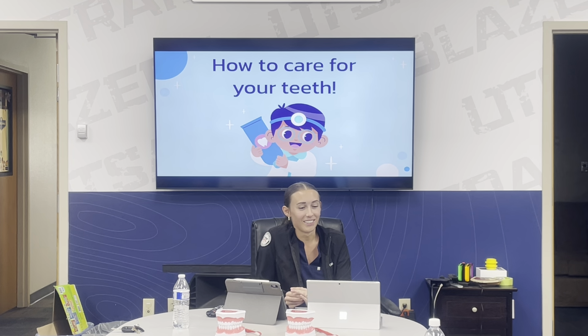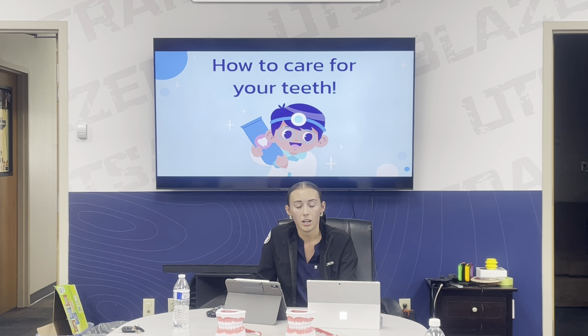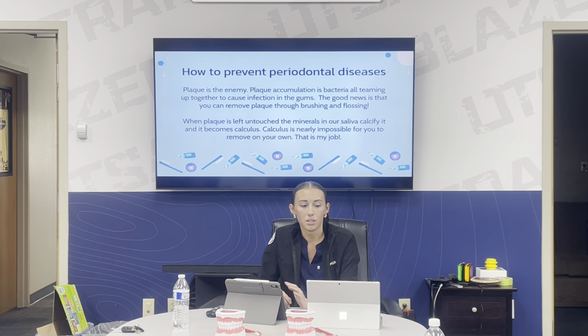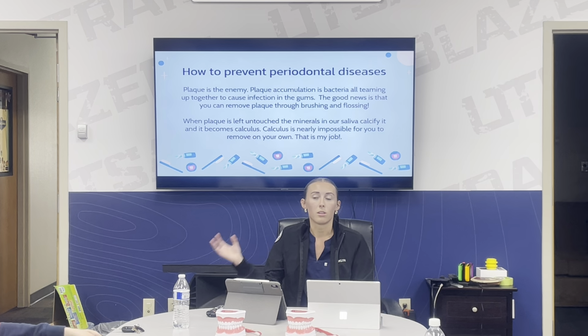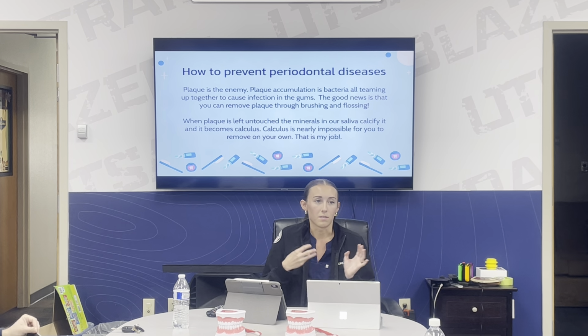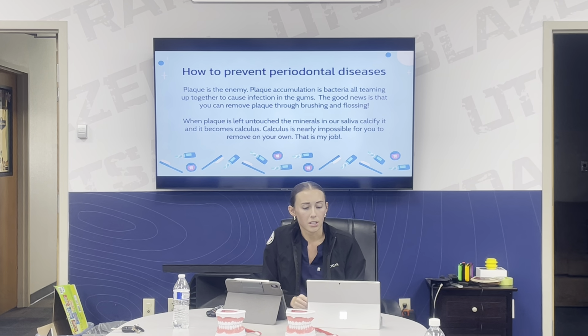So we're gonna talk all about how to care for our teeth now. We've learned about these intense things, but like I said earlier, it's all preventable. So plaque is the enemy. Plaque is when the bacteria all colonize and team up together and cause the infection in the gums, which then spreads to our bone, and then different bacteria causes the cavities. So we want to get rid of the bacteria and the plaque, and you can do that through brushing and flossing.